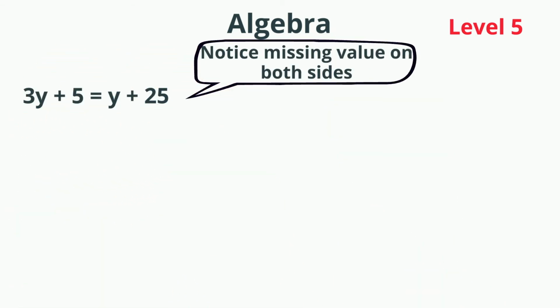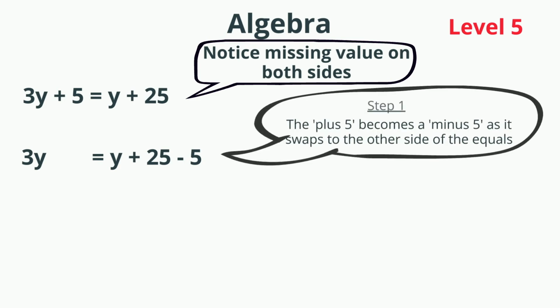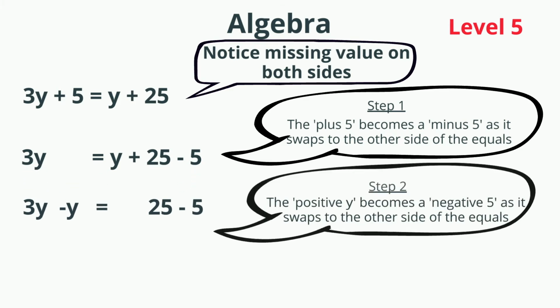3y + 5 = y + 25. So let's take the number from the left-hand expression, which is plus 5. We're going to move it across to become minus 5. Now we're going to take that y from the right-hand side and move it across to the left. This way we have missing values on the left-hand side and the numbers on the right-hand side. That positive y is going to become minus y.